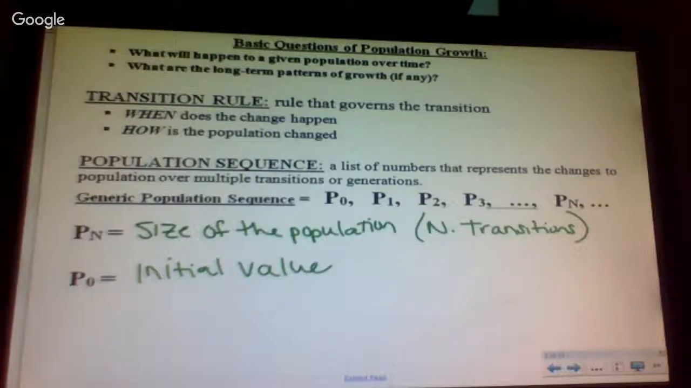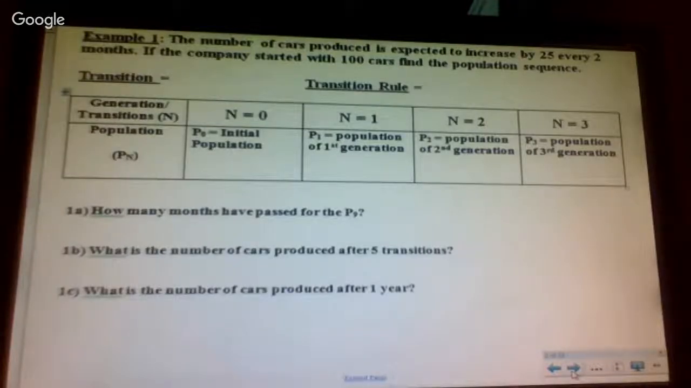And we're going to take a look at some examples. All right, here's your first example. The number of cars produced is expected to increase by 25 every 2 months. If the company started with 100 cars, find the population sequence. So your transition, how often is this happening? Every 2 months.